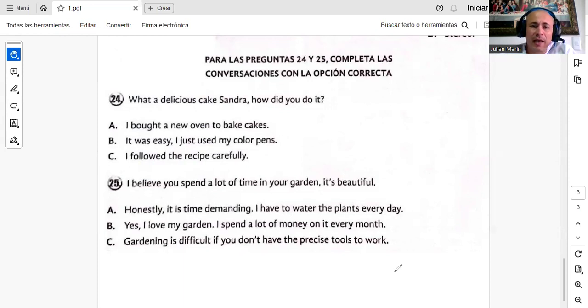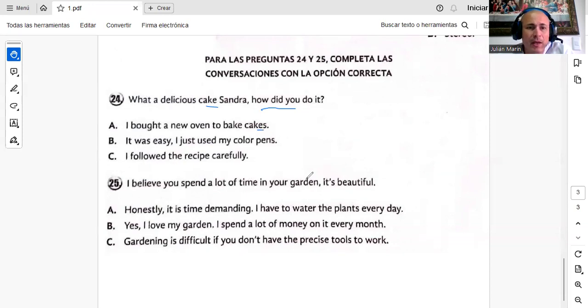what a delicious cake, Sandra. How do you do it? So over here we're asking specifically how, the manner, how was it made? Let's see the options. A, I bought a new oven to bake cakes. Okay, so we're talking about cakes, coherent, but not really sure if it directly answers the question. Let's explore the other options.